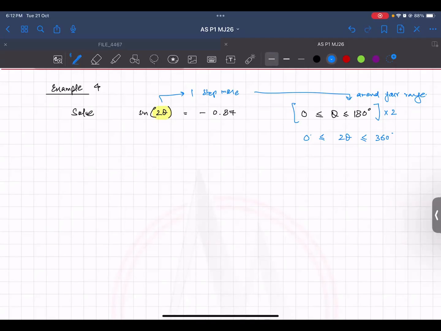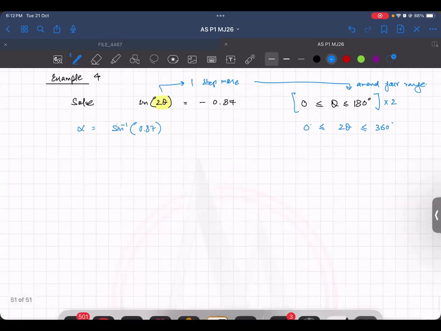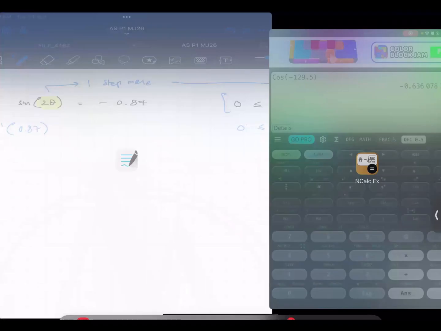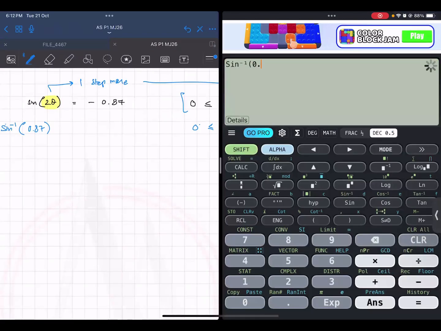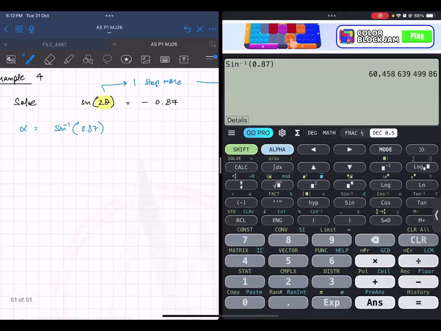The next steps would all be the same. Find alpha, which would be sine inverse of 0.87. You don't put the negative sign in finding the alpha. So sine inverse of 0.87 is 60.5. And now you will put it in the correct quadrants where your sign is negative. You can see it is sine negative 0.87, so it is in the third and the fourth.